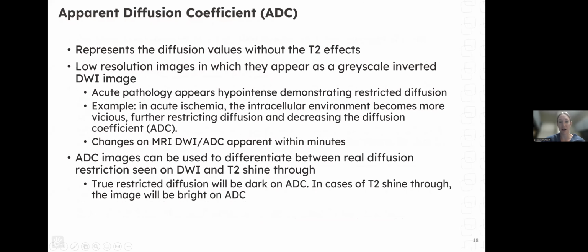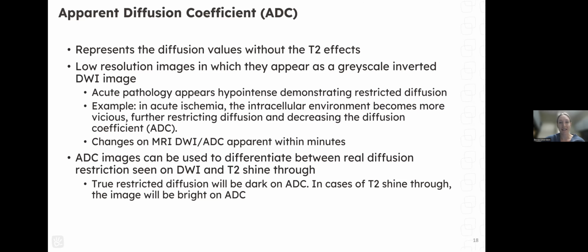Now we're going to talk about our ADC. So this is representing the diffusion values without T2 effects. These images are low resolution as well. They are grayscaled inverted DWI images. So now acute pathology will appear as hypointense, demonstrating restricted diffusion. Again, in the setting of ischemia, you have a more viscous environment, decreasing the diffusion coefficient, the ADC. Changes on the MRI, DWI, and ADC, again, are apparent within minutes, so very useful in the setting of stroke.